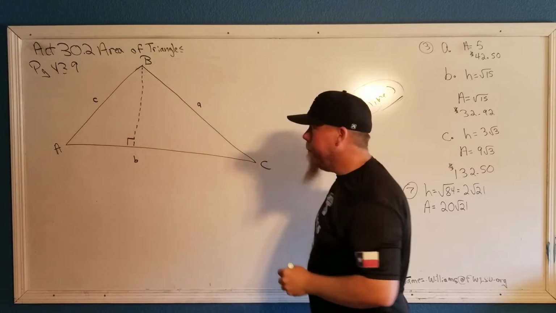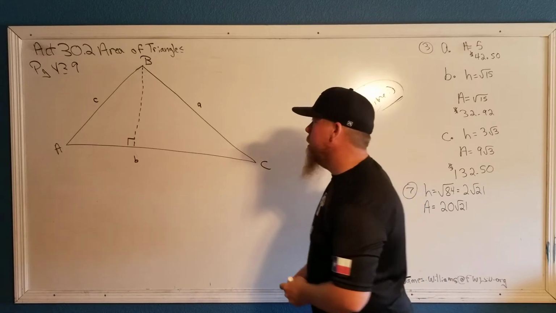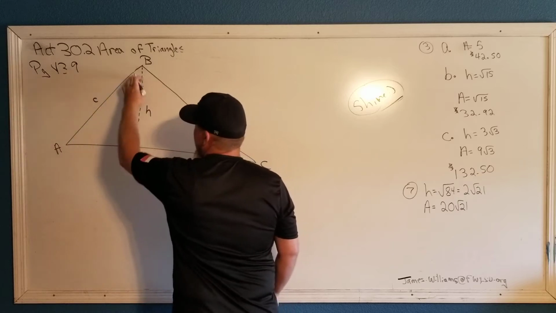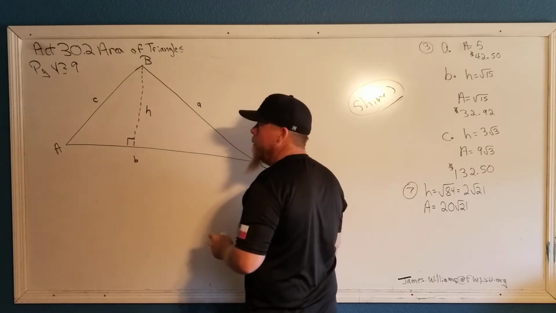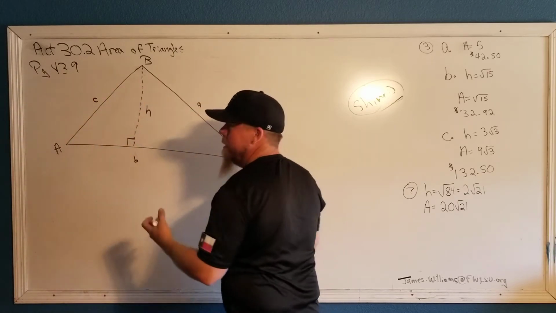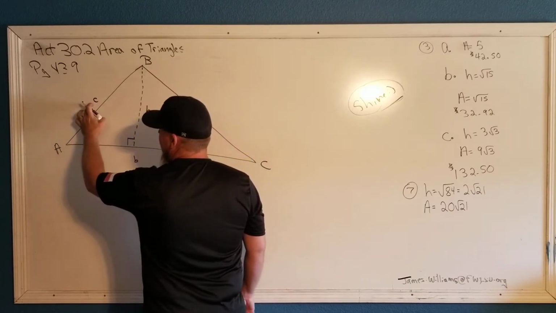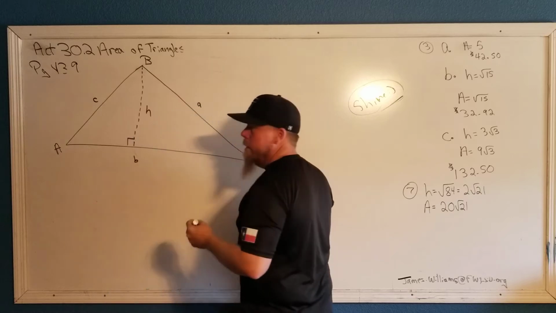All right, so let's talk about this. This is going to be our H. This is a right triangle if we're looking at just this section. Let's say we wanted to figure out H. Well, we need something that involves H. We know we have angle A here, and we have side length C. So what we're going to use is sine.